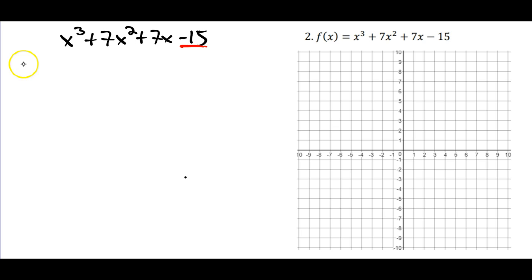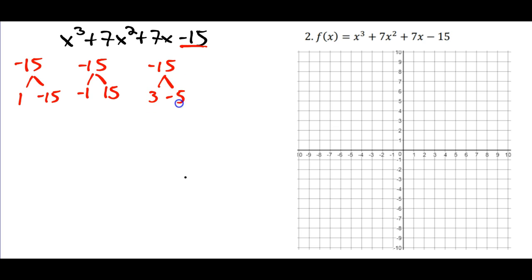So if you want to do it a little bit longer way this first time around, we say factors of negative 15 can be 1 and negative 15. It can be negative 1 and positive 15. It can be 3 and negative 5. And it can be negative 3 and positive 5.